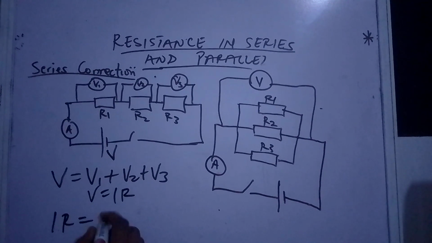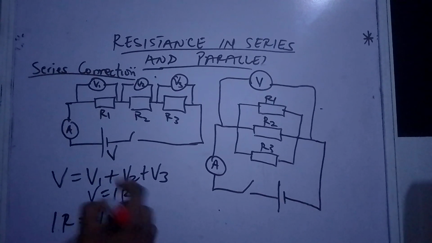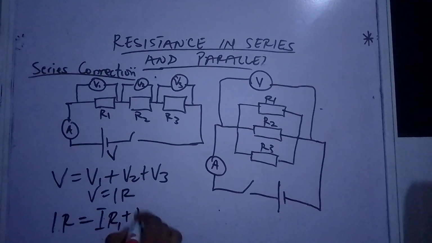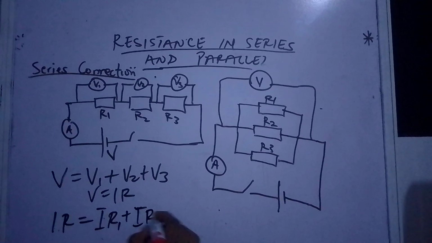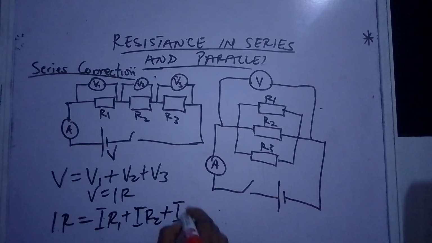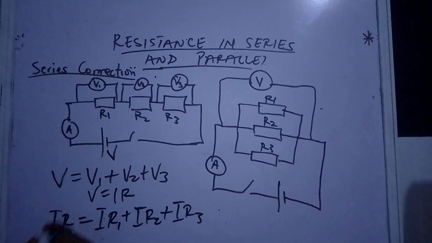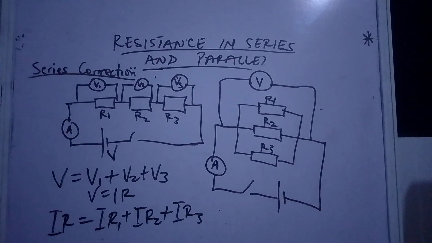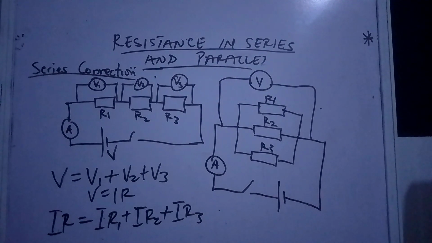So we are going to have IR1. For this one, we are going to have IR2. And for the third one, we have IR3. The next thing we need to do is to factorize. So let's factorize this with I.